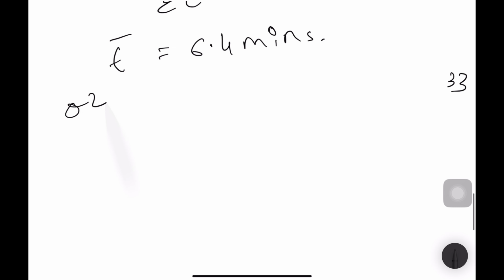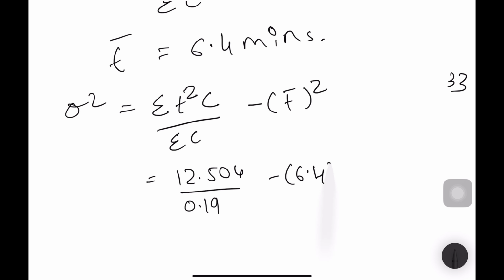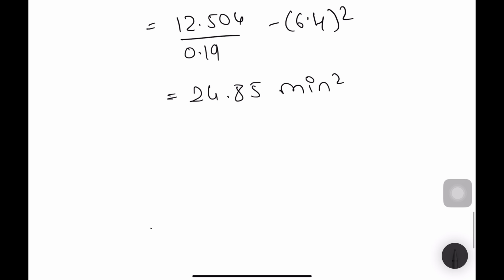Now next we are going to calculate the variance. The formula for the variance, which we have already seen in the theory part, is the summation of t square C by the summation of C minus mean residence time square, which is equal to 12.504 upon 0.19 minus 6.4 square, which comes out to be 24.85 minutes square.